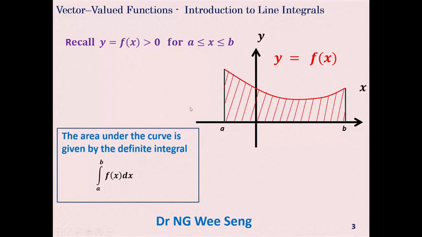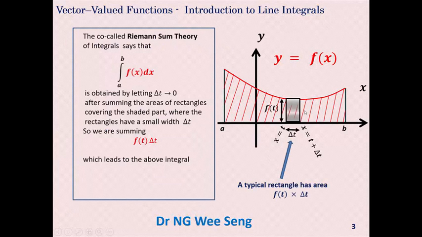And that is integration of a function over an interval or a straight line joining 2 points A and B on the x-axis. We all know that this integral represents area under the graph. But the reason why it represents area is because of the so-called Riemann sum theory that we will briefly explain. A complete mathematical treatment of this Riemann sum theory is beyond the scope of this course. Roughly speaking, the Riemann sum theory says this.